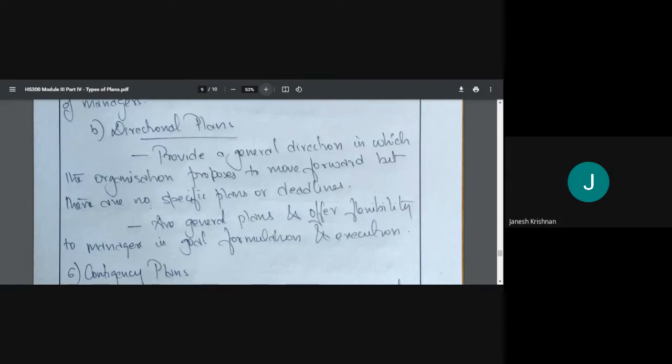Right. So these are general plans and offer flexibility to managers in goal formulation and execution. So manager can decide, okay, so we need a new facility, or we might have to change something else. Managers can just formulate the goals and execute them. So managers have more and more freedom. So that's the difference between specific plan and direction plans.